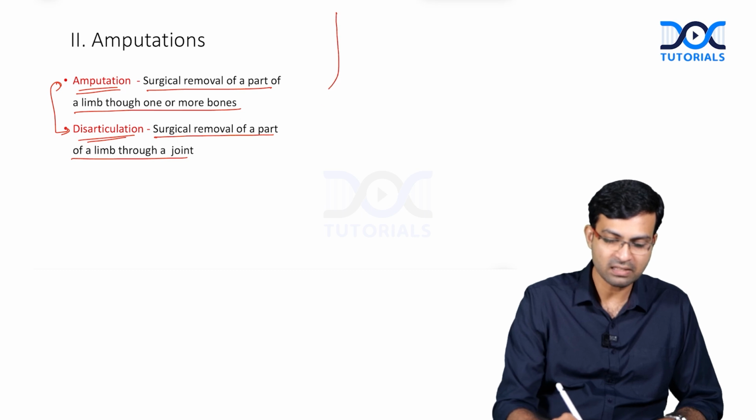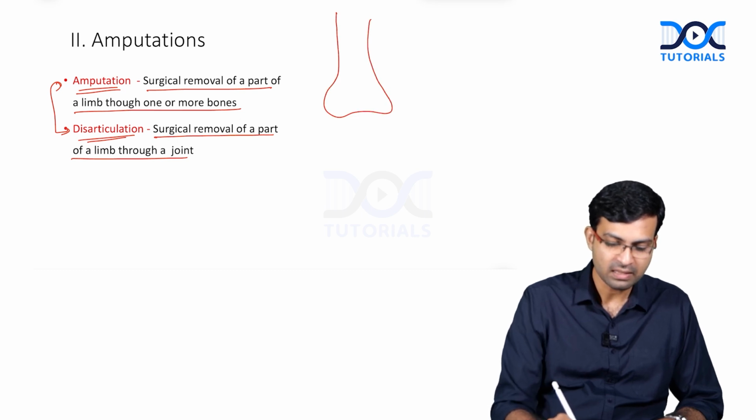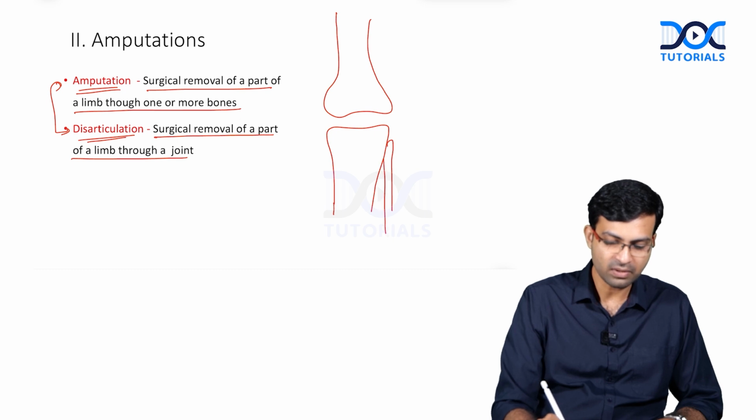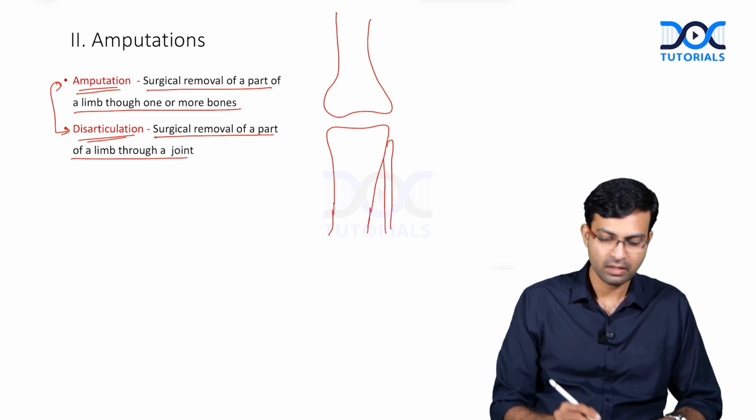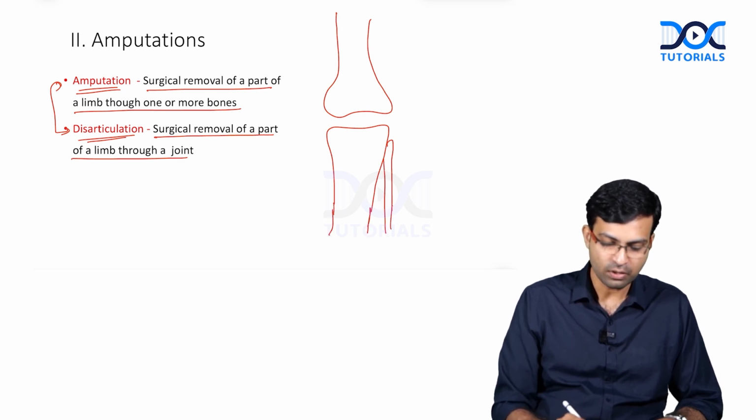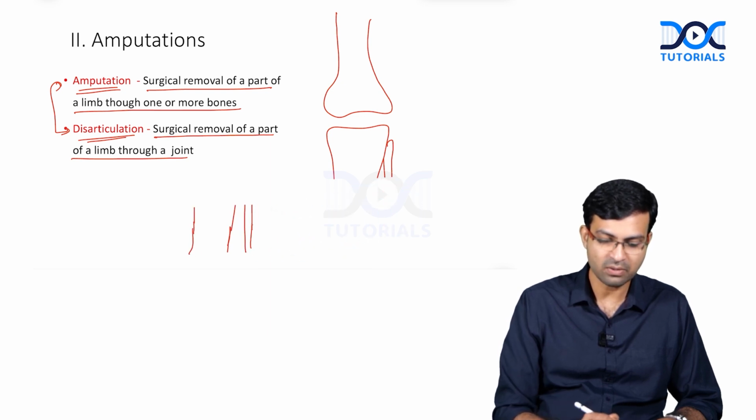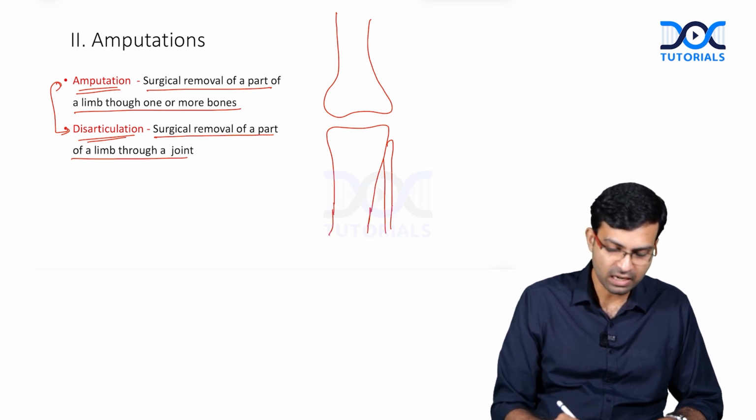So imagine this is the knee joint which I am drawing. This is the femur, this is the tibia, and you have the fibula somewhere here. If you are doing an amputation, you do it through one or more bones like this. You cut at this level and you remove the distal part of the limb like this. This is amputation. Okay. Now what is disarticulation?